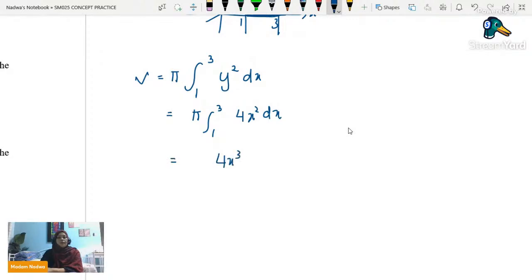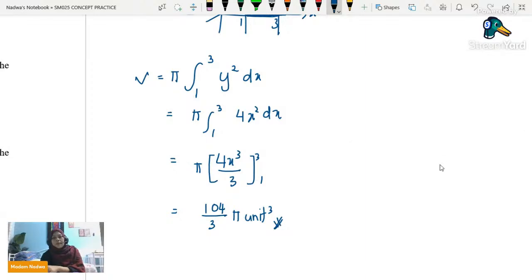4x cube over 3. Okay. Substitute 3 dengan 1. So, kita akan dapat 3 kuasa 3, 27 darab 4 bahagi 3. Okay. Jangan pening kepala kira. 36. Okay, guna je calculator. So, awak akan dapat jawapan dia 104 over 3 pi unit cube. So, easy.